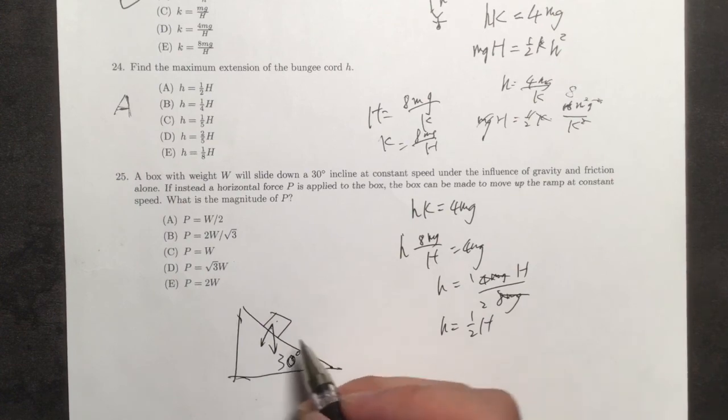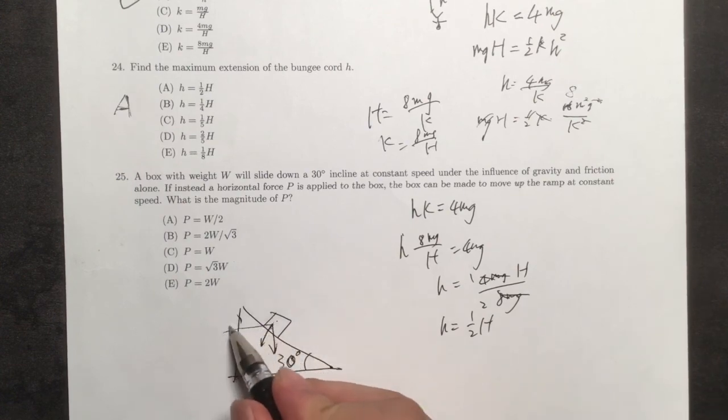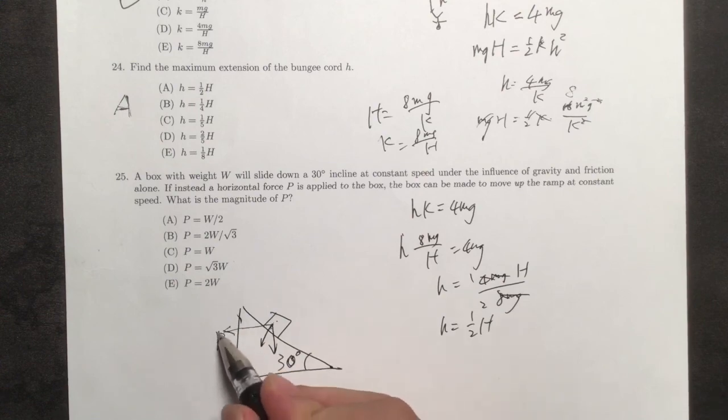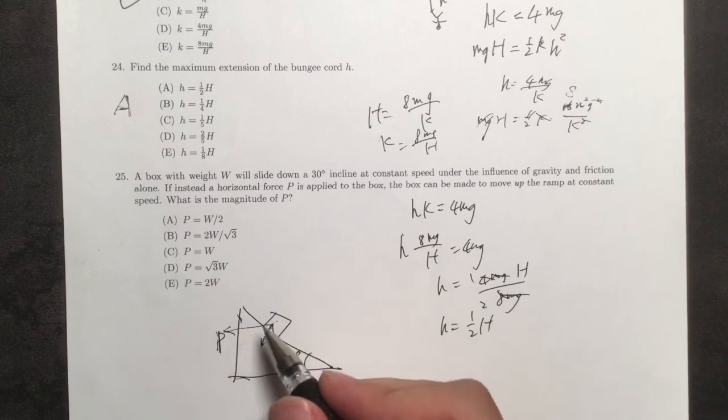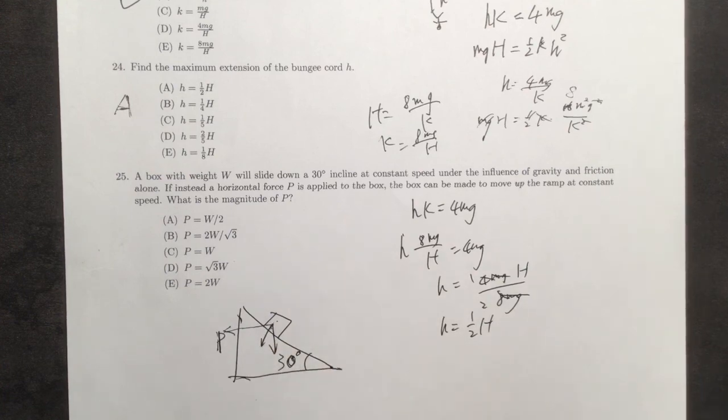Then we can calculate what kind of magnitude P we are going to consider in order to push it upward with constant velocity. Constant velocity means just like static force. Make the force equilibrium. So here we go. First, before the force is applied, it's already a static force. So mg times cosine 30 degrees times mu has to be equal to mg times sine of 30 degrees.